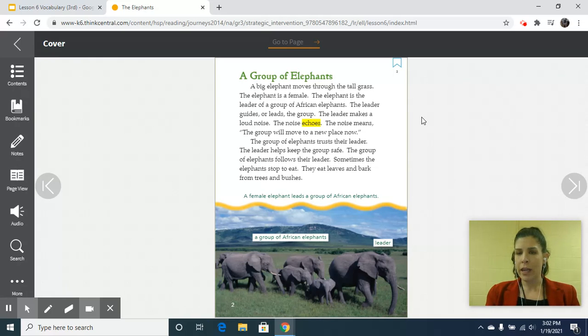But how did they communicate? How did she speak with them? Because she couldn't use words to talk to the elephants. What did she have to do? Think about it. That's right. The leader makes a loud noise. The loud noise echoes. The noise means the group will move on to a new place. So, do you think that they're going to feel safe? Absolutely, because the elephants trust their leader. They feel safe with their leader and they follow them. And when they're together, they sometimes stop to eat and they eat leaves and bark from the trees.